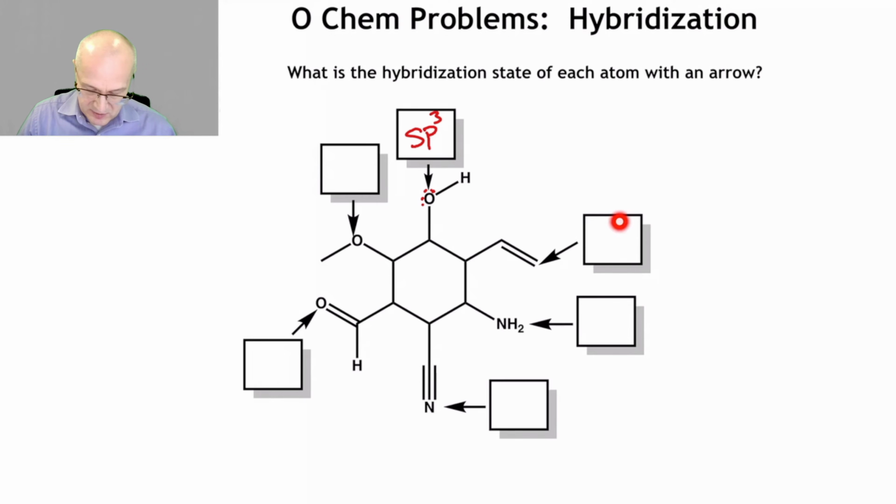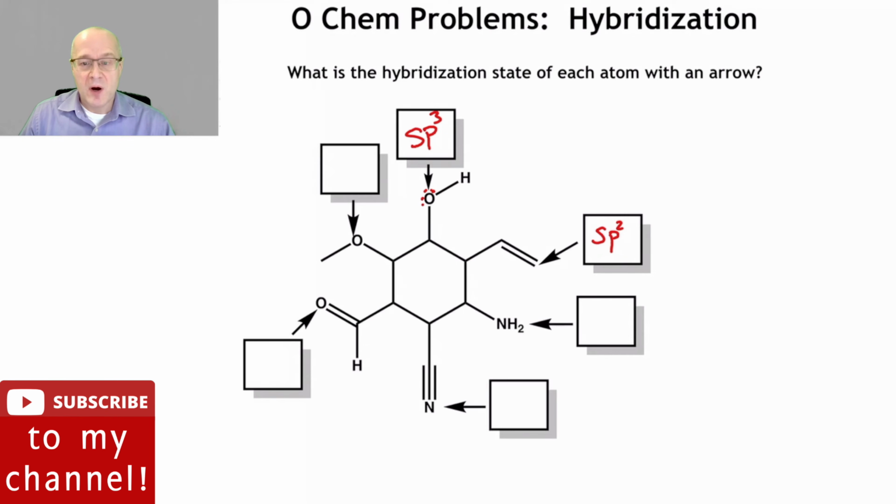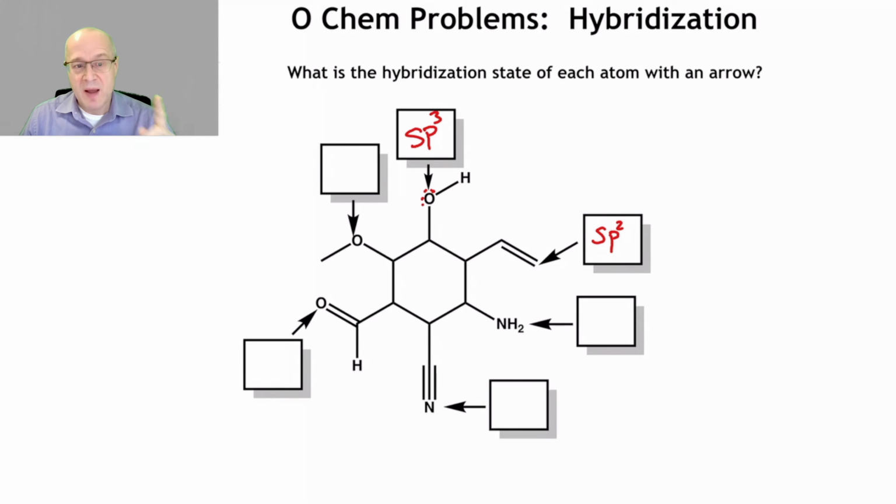All right, next, this one, pointing at that carbon right there. That carbon is involved in a double bond. So it's got a pi bond. It's got one pi bond. So it must be sp2. Carbons involved in double bonds that have one pi bond are sp2.